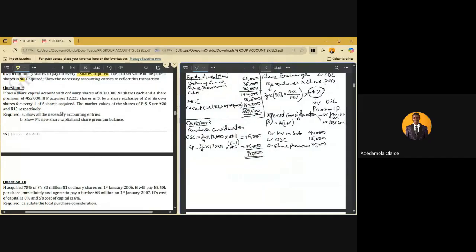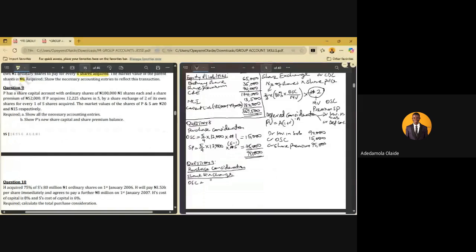Okay. So what do we have? The necessary entries, and the new share capital and share premium balance. So we'll say question 9. It is also a share exchange concern, and fortunately for us, they've given us all we need. So to calculate the purchase consideration, it is a share exchange consideration.